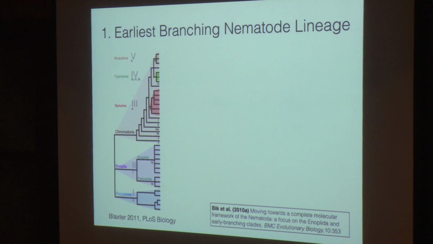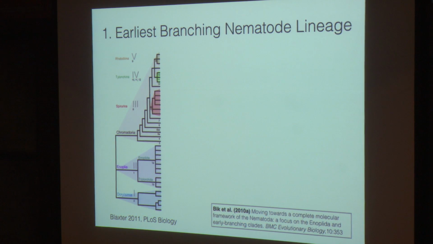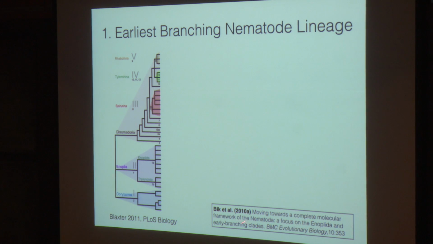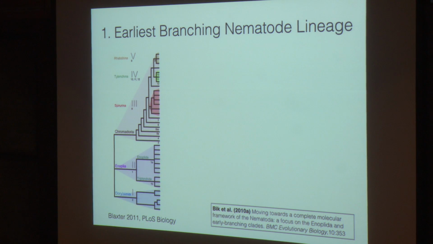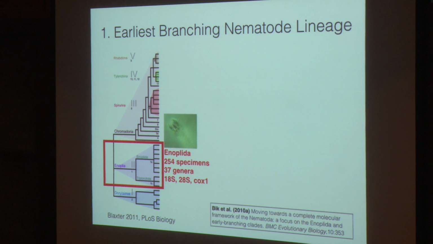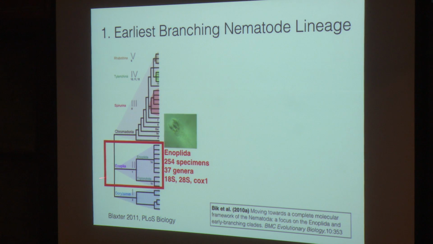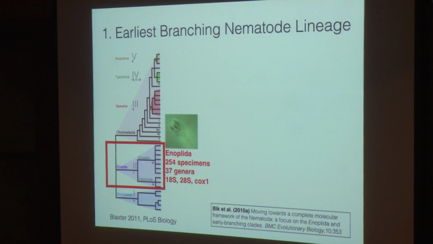Right, so I'm going to be talking about work which I finished during my PhD, and this is work that was published in 2010 in BMC Evolutionary Biology. So my PhD work, taking into account the molecular deficit for nematodes, focused on one of these early branching clades, marine nematodes, predatory species from the Enoplida.